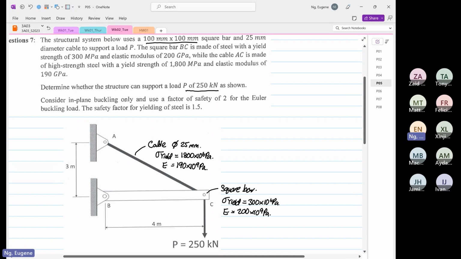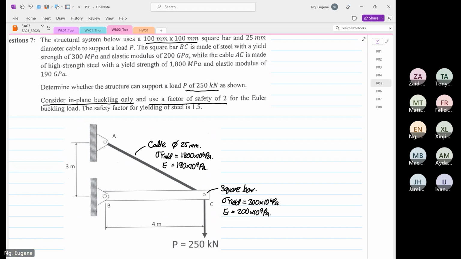So they want us to consider a few things. They want us to consider in-plane buckling only, and for in-plane buckling only, we're going to use a safety factor of 2. It's going to be based on Euler buckling load. So when they say it's Euler, you have to find how both ends are fixed. That's the important part. The safety factor for yielding of steel is 1.5. So all this information is given.